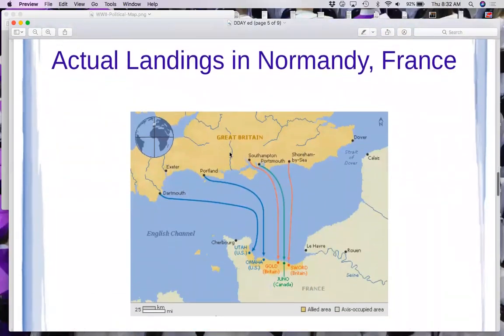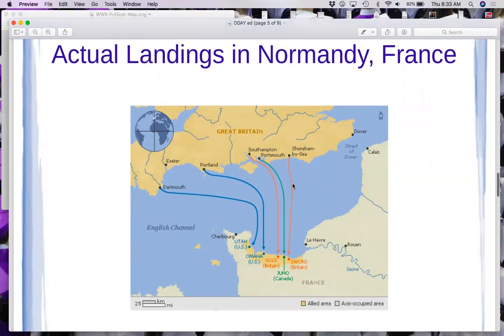So you can see here's Great Britain. There are 5 ports that boats are leaving from, and they are traveling all night over into what's called Normandy, France. These beaches down here. Different groups had different beaches assigned to them. It was a really detailed operation. So everybody knew what beach they had to land on and what their job was on that beach. But it actually turned out to be a bit of a disaster.